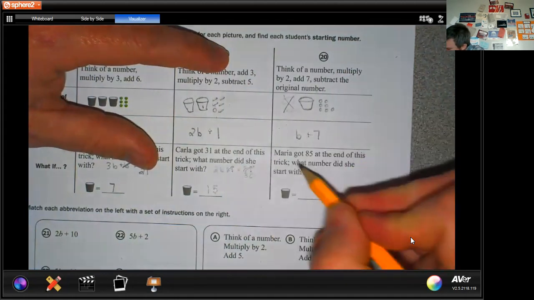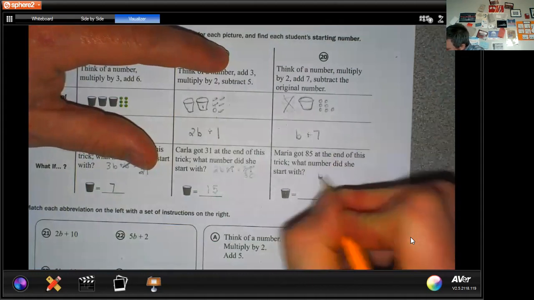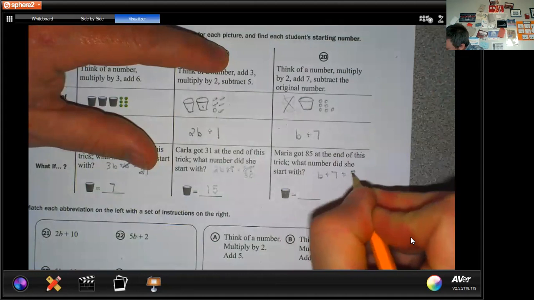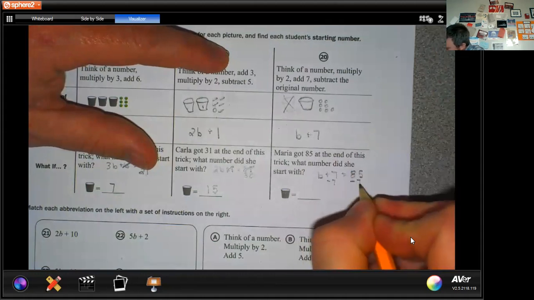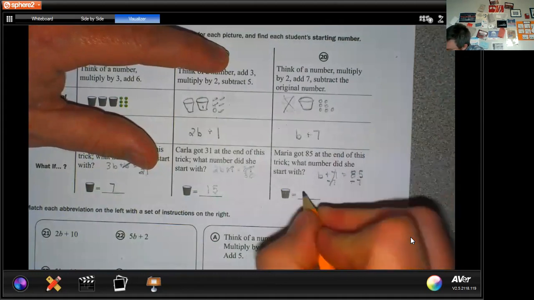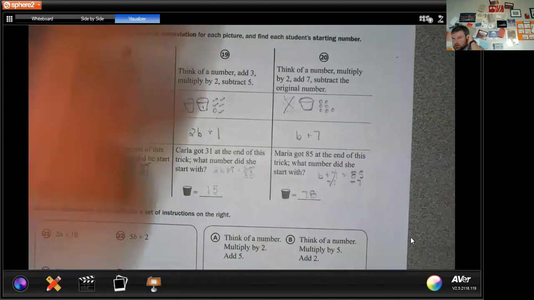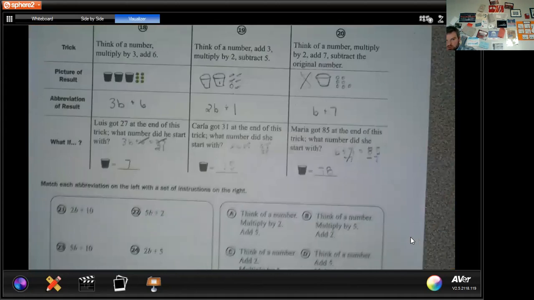So Maria got 85 at the end of this trick. What number did she start with? So B plus 7 equals 85. So I get rid of 7 marbles, get rid of 7 marbles over here, and 85 minus 7 is 78. Okay, so she started with 78 as her original number.